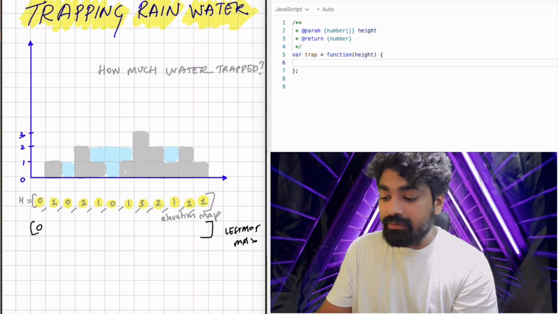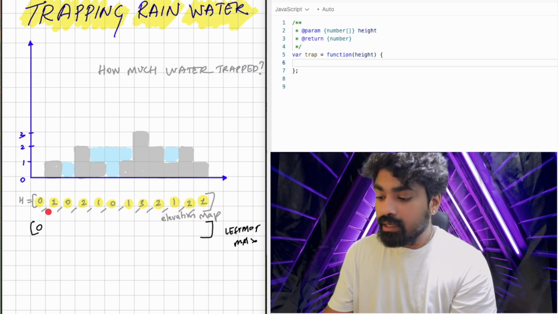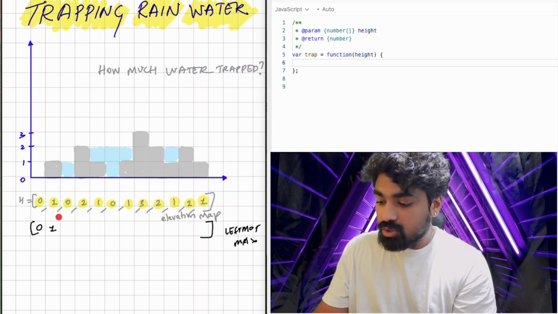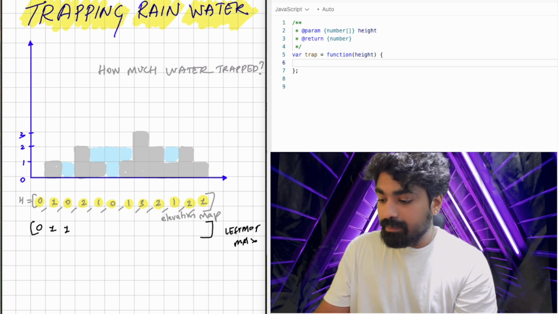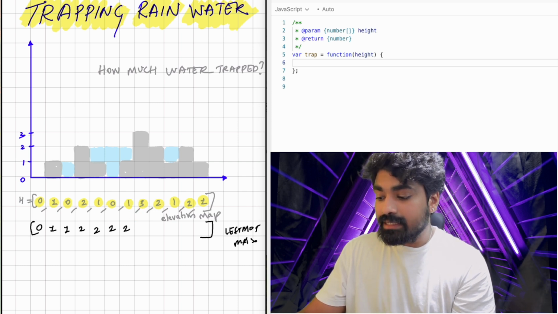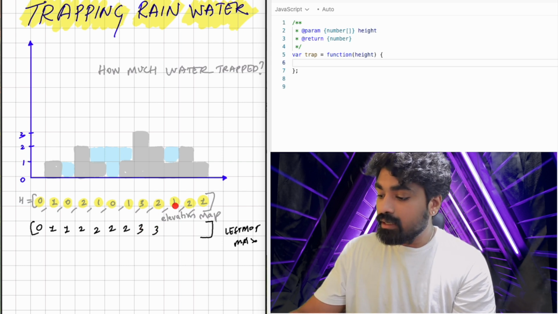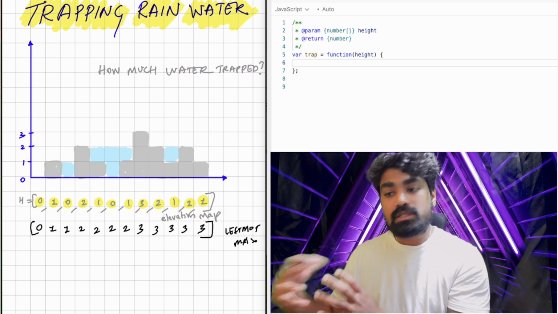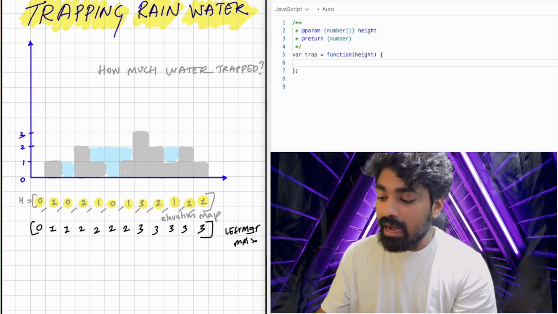So here the max between these two is 1. Similarly, between these two the max is also 1. Between these two now the maximum is 2. Between these two max is still 2. Between these two also it's 2. Between these two maximum is 3. And between this and this maximum is still 3. This and this, max is 3. This and this, max is also 3. So this way we accumulated a leftmost max map in an array.